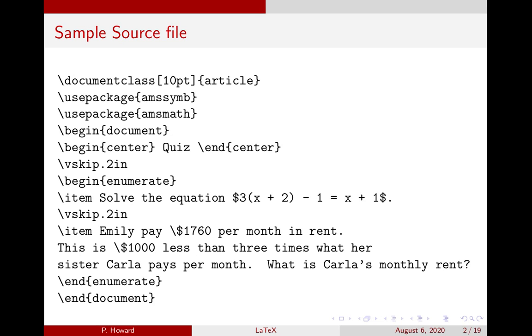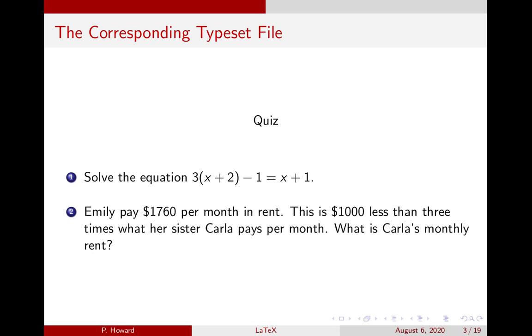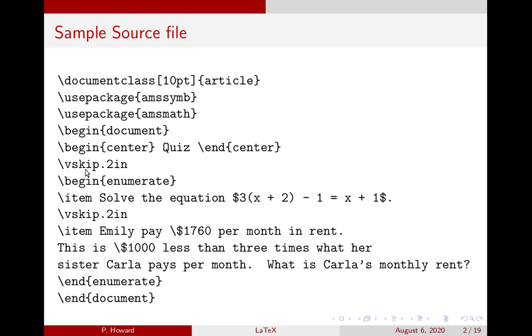Let's take a look at the output from this source file. The output would look something like this: the word quiz centered at the top of the document, followed by a numbered list consisting of these two algebra problems. Why is there so much space between the word quiz and the numbered list? Let's go back to the source file. I use the vskip control sequence, which can be used for inserting vertical space.